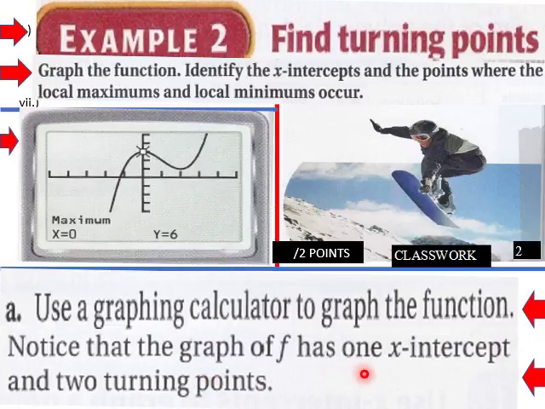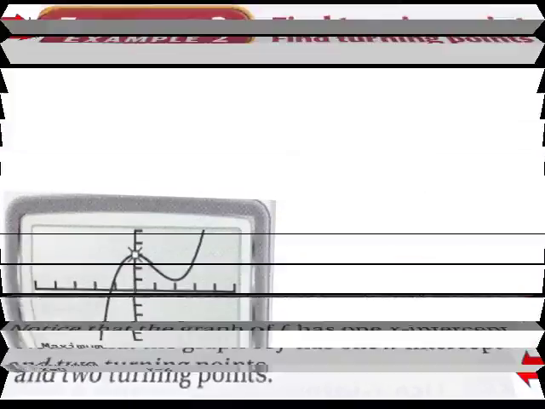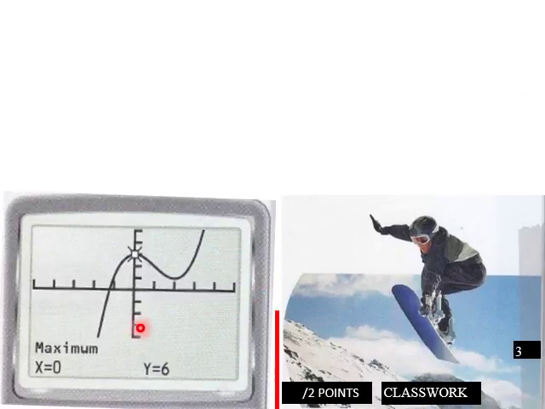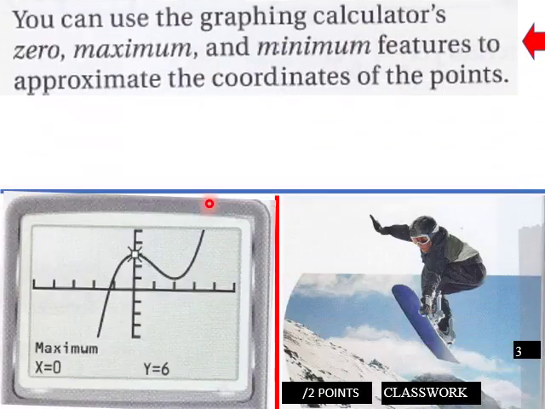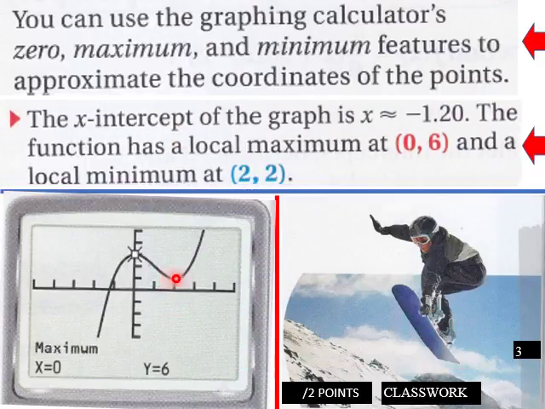Notice the graph of f has one x-intercept and 2 turning points. So we have an x-intercept here, we have a turning point here, and a turning point here. Use that same graph here. And you can use the graphing calculator zero, max, and min features to approximate the coordinates of the points. So we can do that.